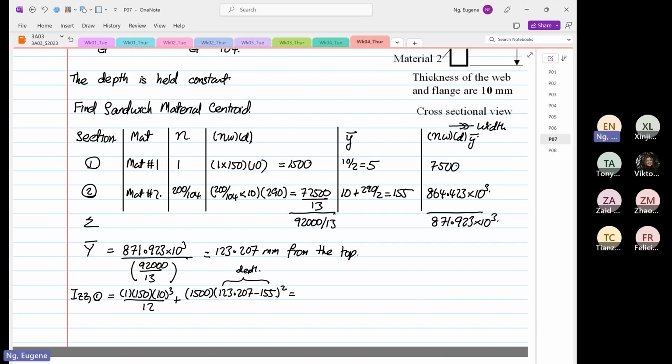Wait, I think 1, 2, 3. I did not square. Squared times 1500. Okay. Plus 150 times 10 to the power 3 divided by 12. Go on. I think I'm doing something wrong. Yeah, I'm doing something wrong over here. It's not 155, it's 5. Silly me. Because this is section 1 squared. Okay. So 123.207 minus 5 squared.